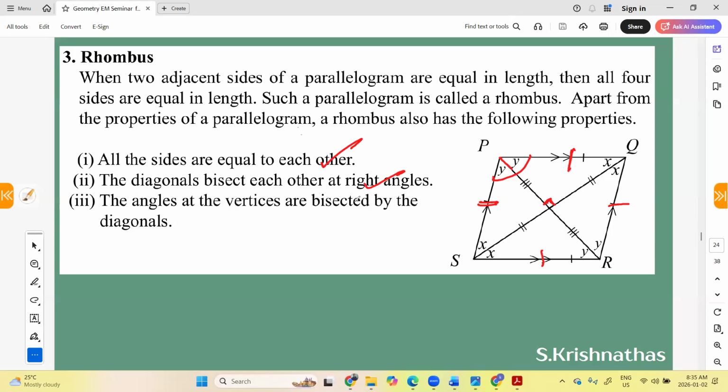Angles at the vertices are bisected by the diagonal. That means, students, x, x. Opposite angles are equal, x, x, y, y, y, y. Okay, these are the properties of the special parallelogram. Special parallelograms are rectangle, square, rhombus. Right. We can move to the next.